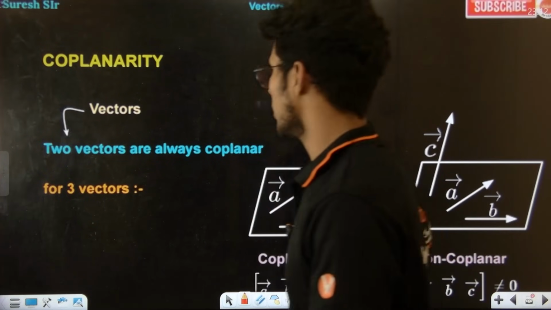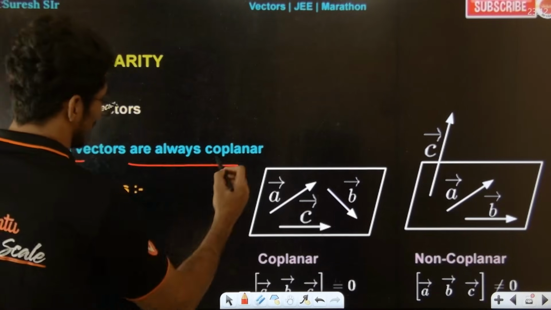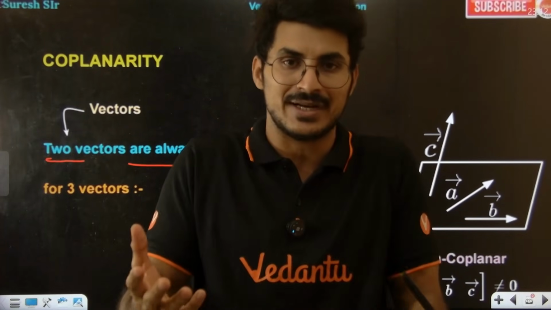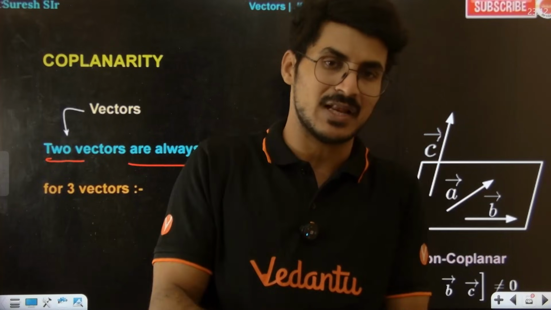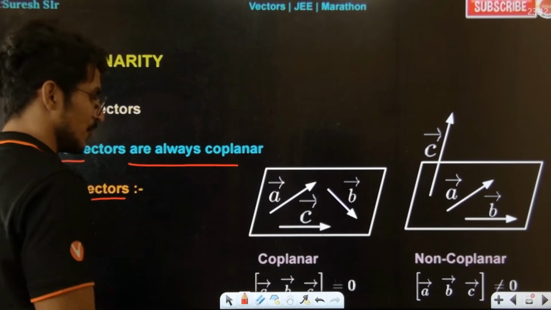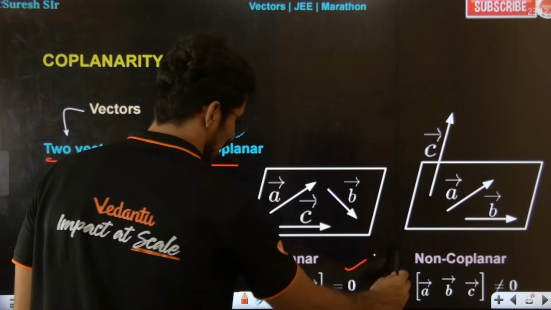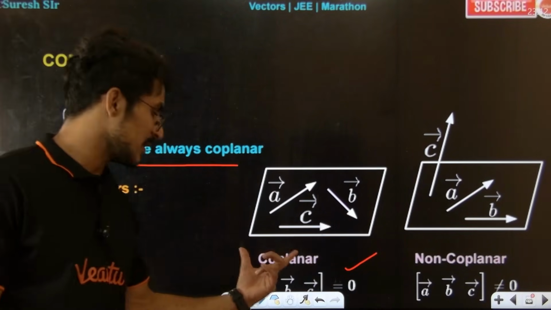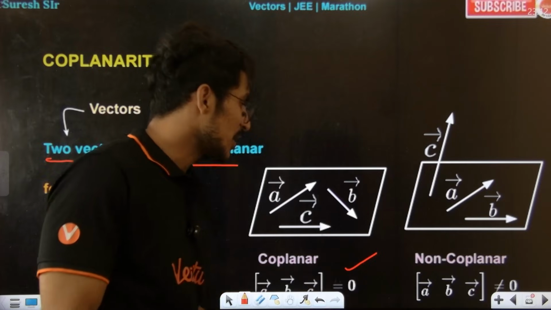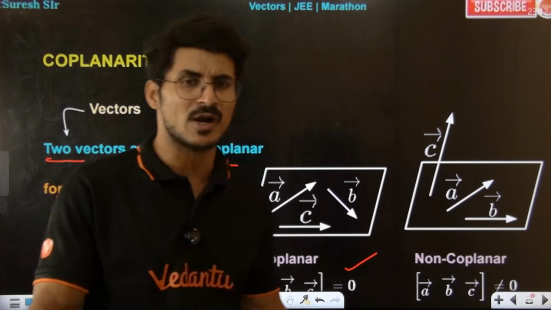coplanarity means all the vectors... two vectors are always coplanar, that is obvious. No matter what you take, two vectors will always lie in the same plane, right? So for three vectors, for coplanarity, box ABC should be 0. Non-coplanar means simply box ABC should not be equal to 0.